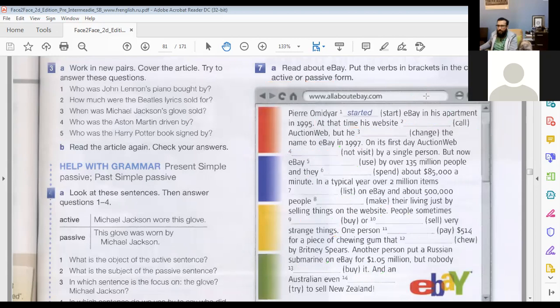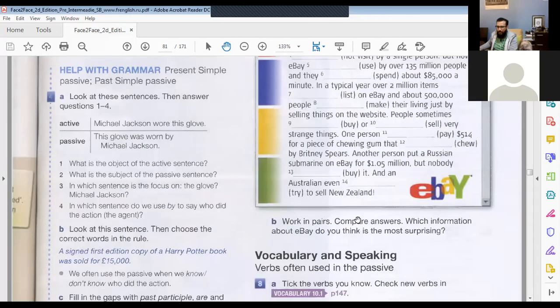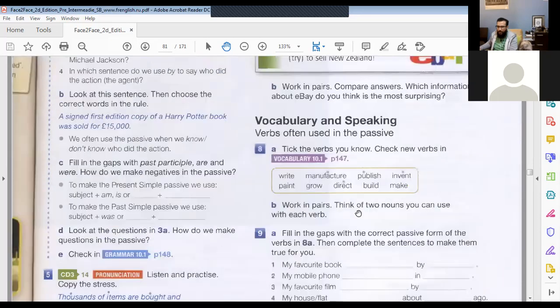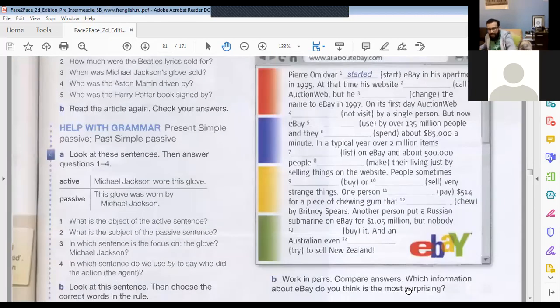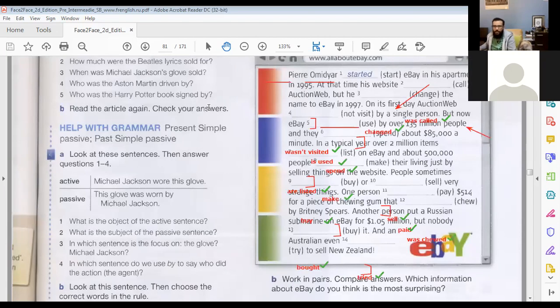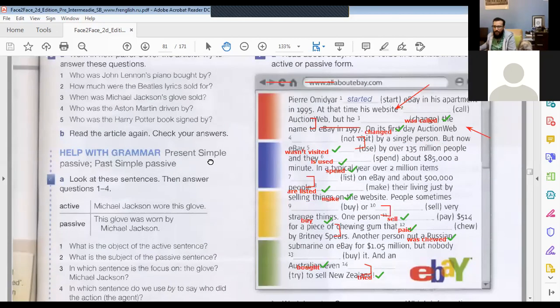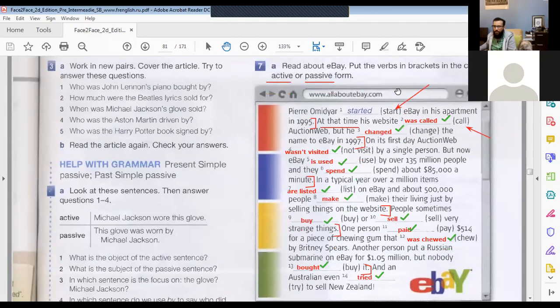Okay, so let's check our last exercise here. But before we check it, there's a nice question here. I want your opinion. So it says, which of this information do you think is the most surprising? What about you, Sophia? What do you think? The most surprising information from this story about eBay. For you, what was the most surprising thing? About the story of eBay, history of eBay. Yeah, this is the history of eBay.